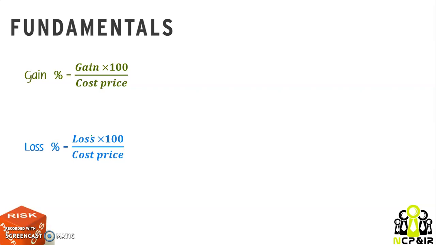This is the formula to find the gain percentage and loss percentage. You must note this: whether it is gain percentage or loss percentage, the denominator is always the cost price. Here is cost price, here is also cost price. That is very important. Cost price is actually the investment. For example, I am buying a product for 100 rupees, so that is my investment. If I am getting a profit of 10 rupees, the 10 rupees is my return. Then what is the return for 100 rupees?